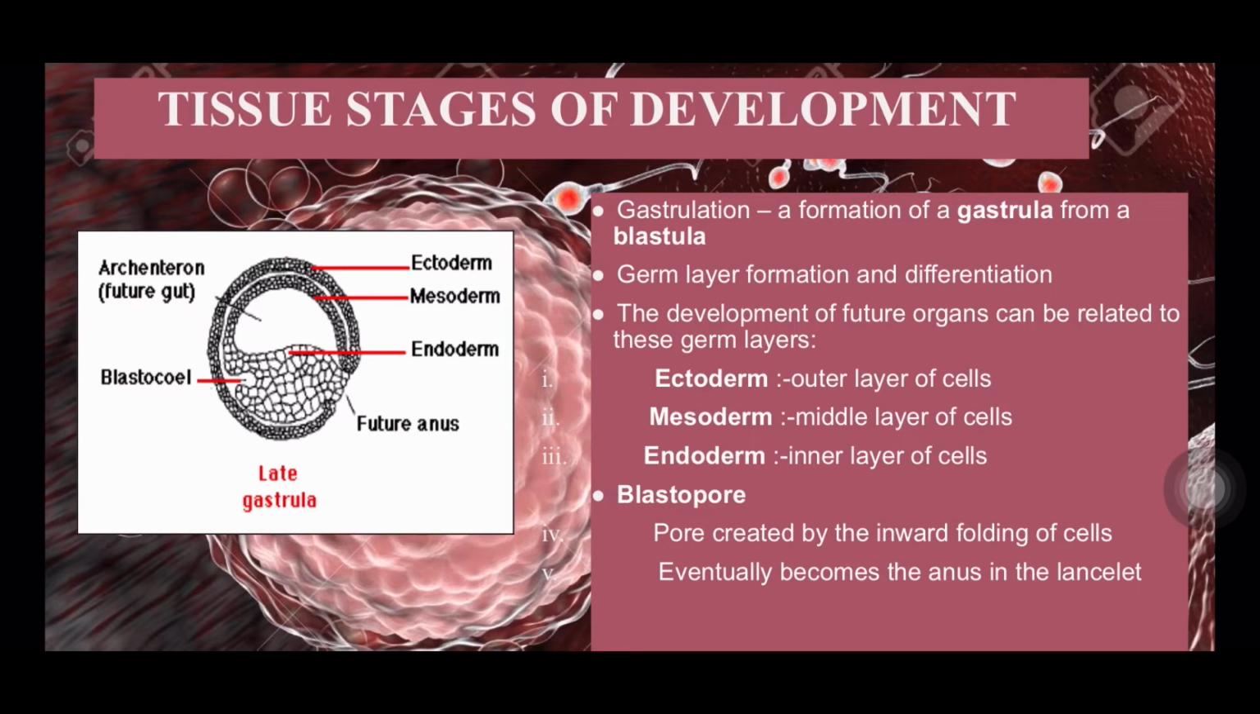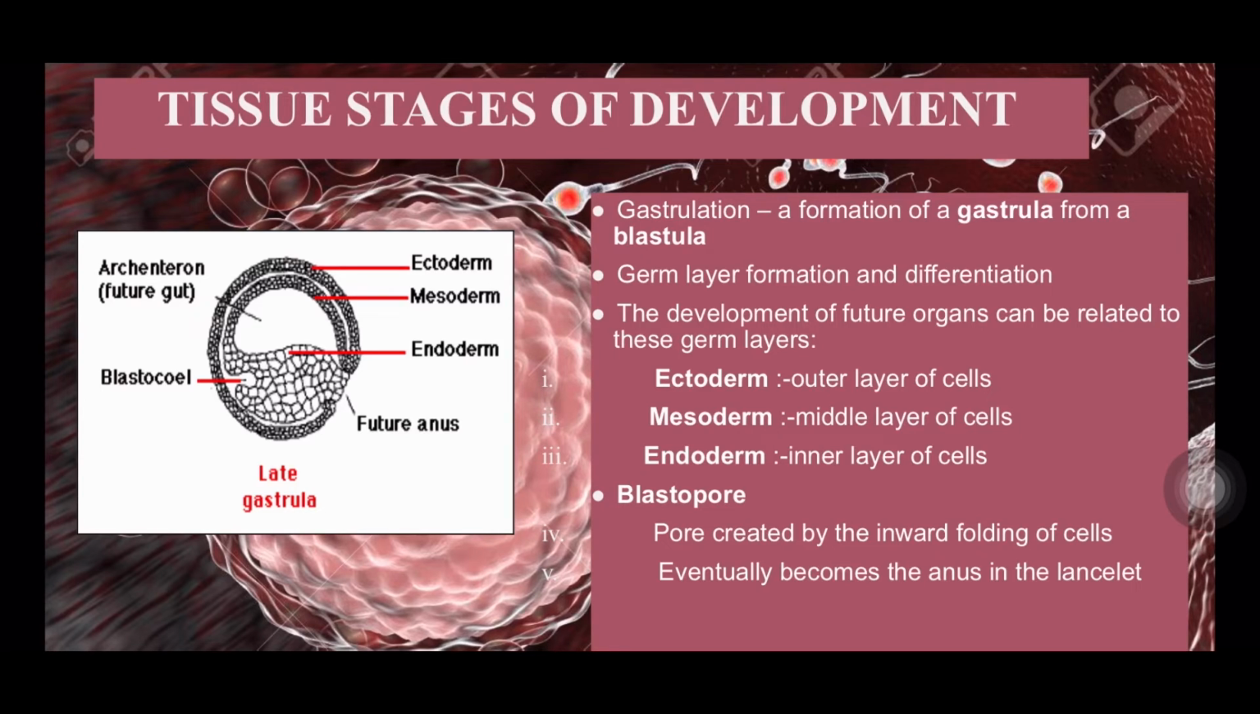An early gastrula has two layers of cells. The outer layer of cells is called the ectoderm, and the inner layer is called the endoderm. The endoderm borders the gut, but at this point it is termed either the archenteron or the primitive gut. The pore or hole created by invagination, which is inward folding, is the blastopore. And in the lancelet, the blastopore eventually becomes the anus.